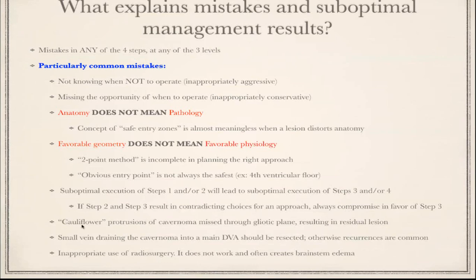Other mistakes I've made: missing what I call cauliflower protrusions of the cavernoma stuck through the gliotic plane. That's how you can leave residual lesions. So if you think of a cavernoma not just as a mulberry, but as a cauliflower, make sure you get every piece of the cauliflower. I've also learned that those small veins I mentioned have to be dissected along with the cavernoma, but not the main large developmental venous anomaly. Otherwise, you will get recurrences.